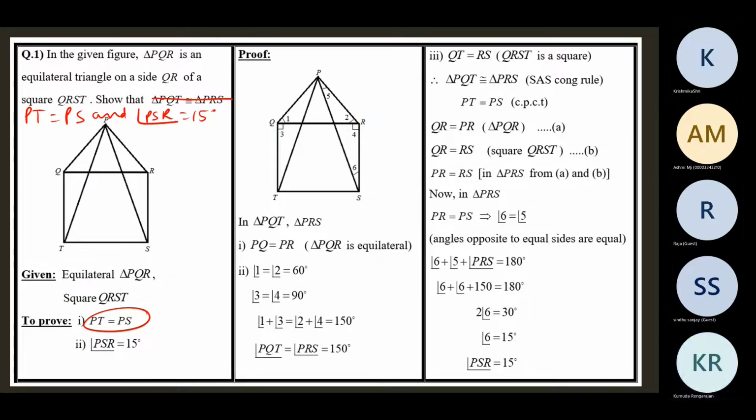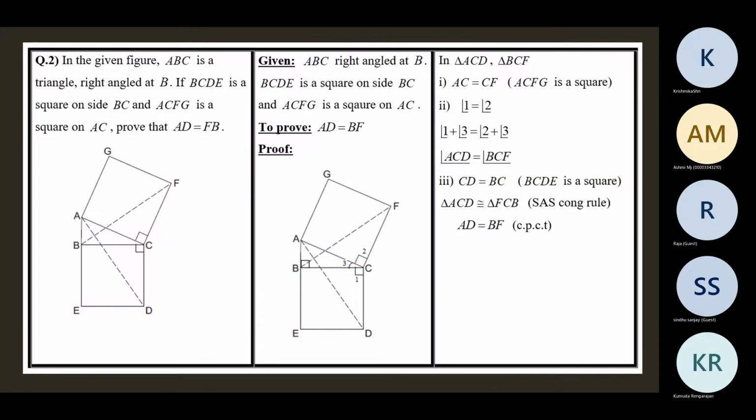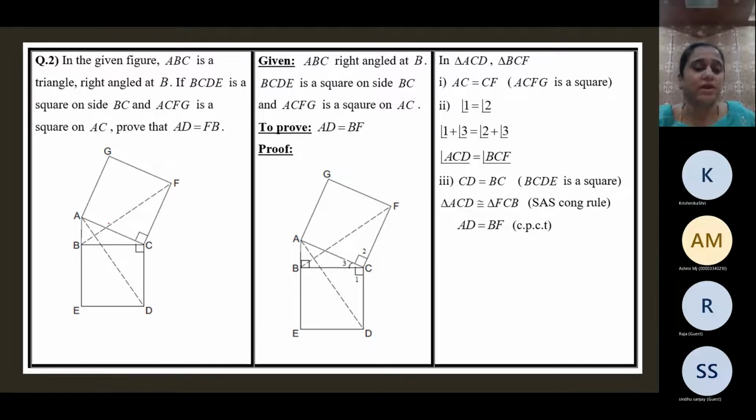All right, let's go to the next one. So in the given figure, ABC is a triangle. Can you see? ABC is a triangle, right angled at B. So ABC is a right angled triangle.